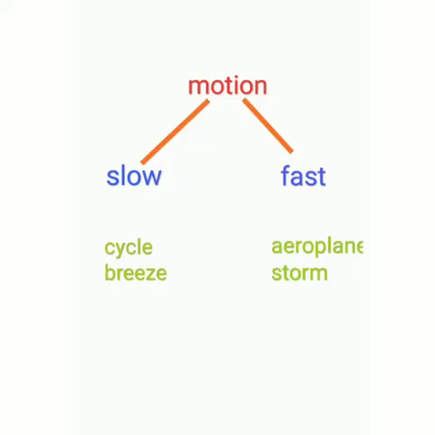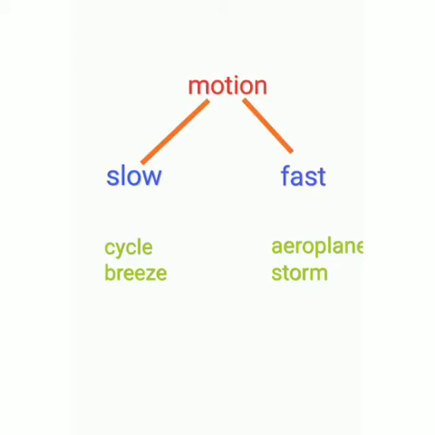Now, motion can also be of two types. It can be slow or fast. For example, if a cycle is running, it is called slow motion. And comparatively, an aeroplane is said to be in fast motion. Same is with air. A breeze is slow motion, and a storm or tornado are examples of fast motion.